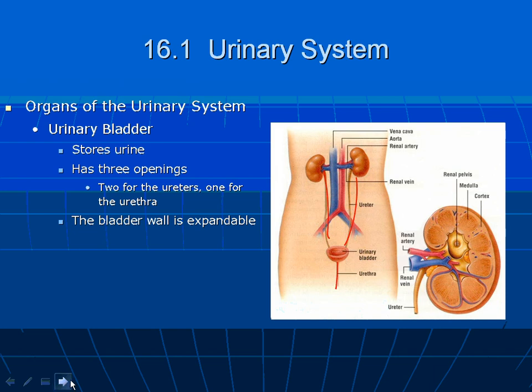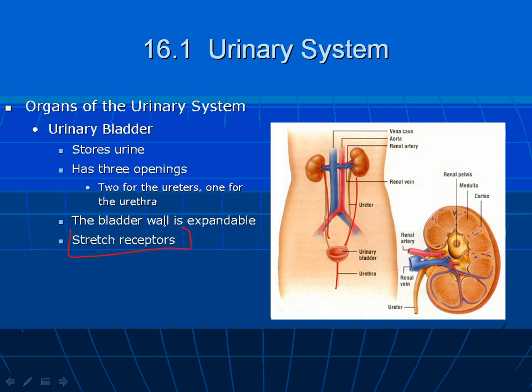The bladder wall is expandable, which means that once it gets full, it can expand even more. So to allow for some give, you can tell from experience that it's nice to have that expandable wall. It just doesn't mean that it's full. You're just going to pee yourself. That'd be awkward for everybody.